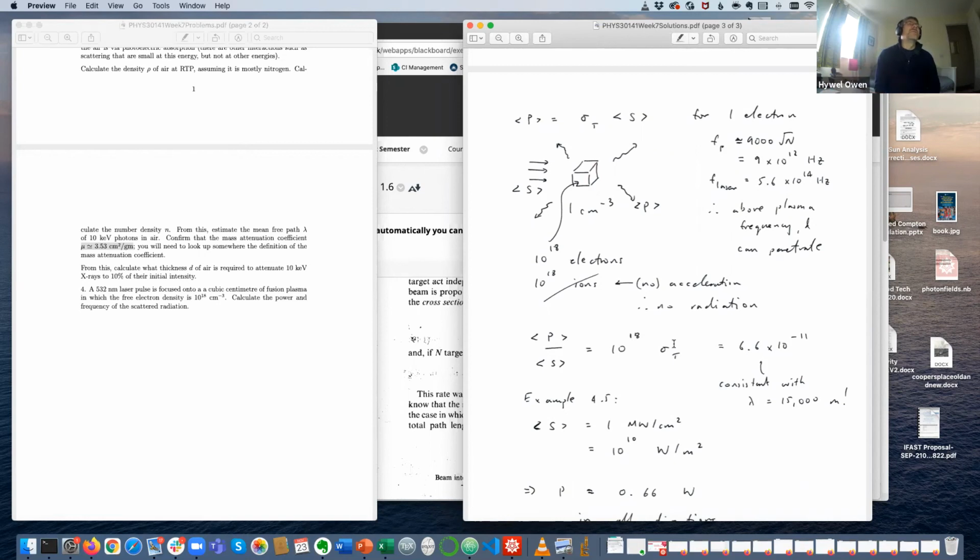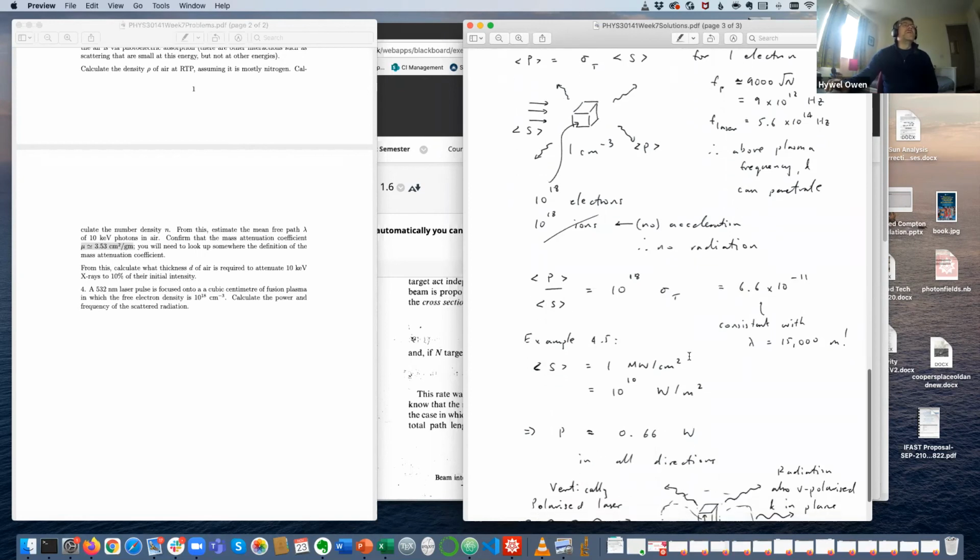So the ratio of the incident power density to the scattered power is 10 to the 18 times the cross section for 1 electron, because I have 10 to the 18 electrons. So that number is still, again, very, very small. It's about 6.6 times 10 to the minus 11. And of course, this number here should be consistent with our idea of the mean free path. The amount of power that's scattered must be a small fraction of the power that's been focused onto our fusion plasma.